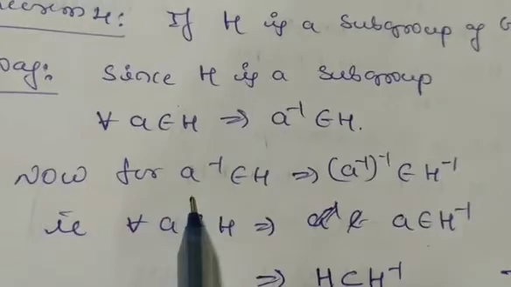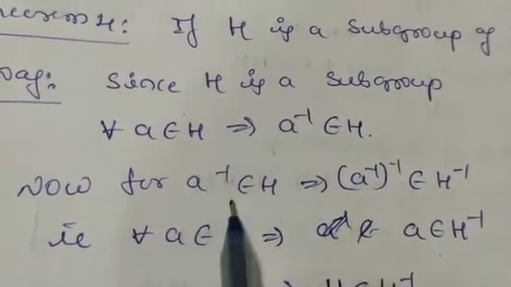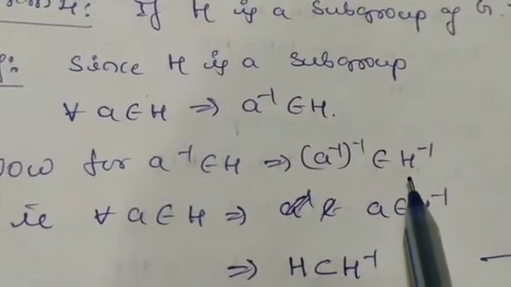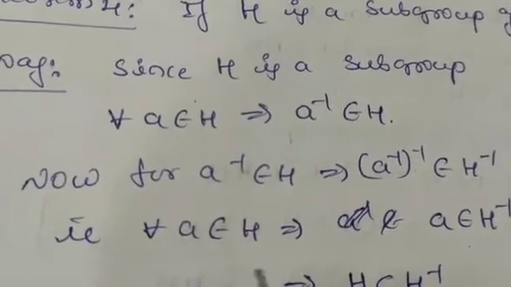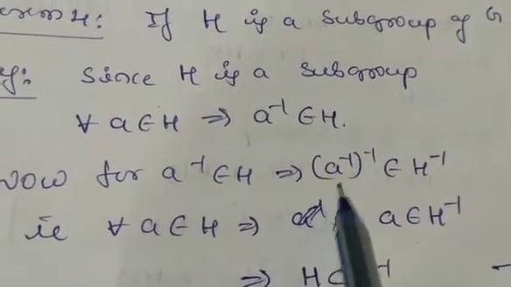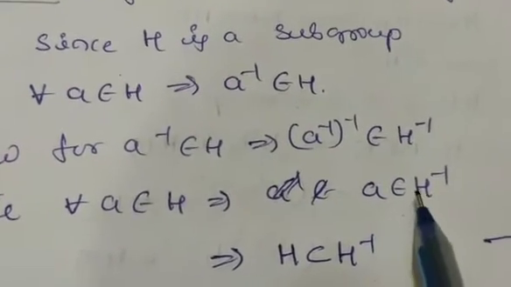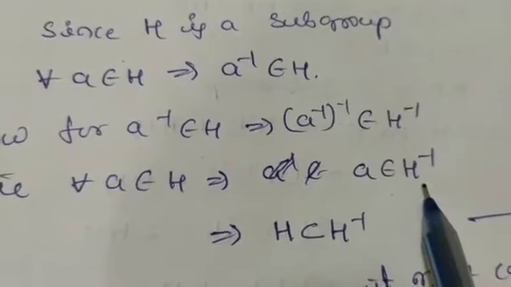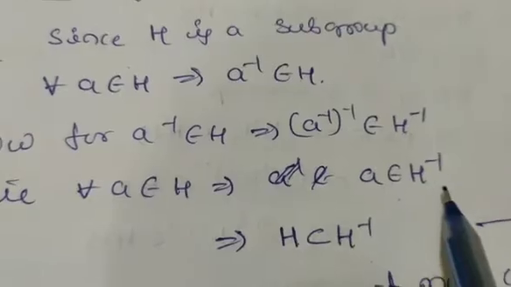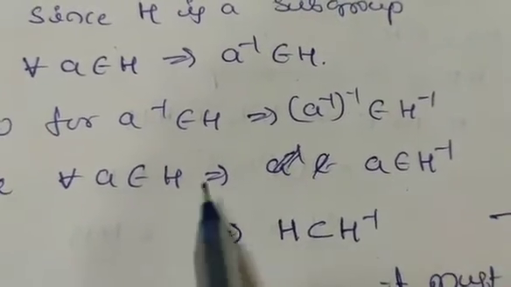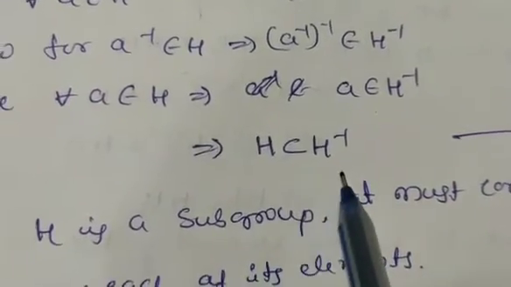Now for a inverse belongs to H, taking inverse on both sides, a inverse whole inverse belongs to H inverse. We know a inverse whole inverse is a, and it belongs to H inverse. So what does this imply? If a belongs to H, then a also belongs to H inverse. Then H is contained in H inverse, that is, H is a subset of H inverse.